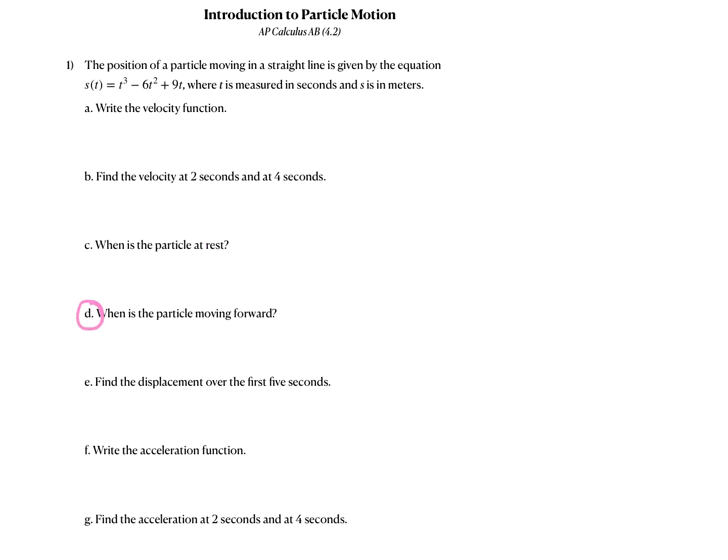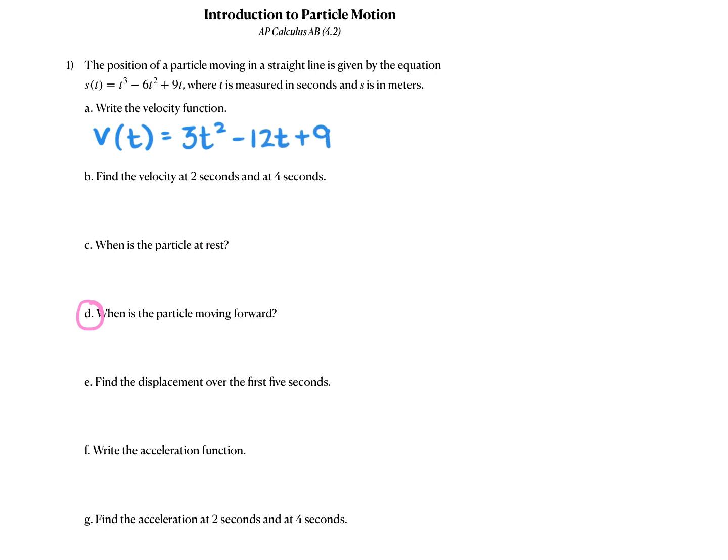So what I really want to focus on is this part D. When is the particle moving forward? However, to do that, I am going to have to do a couple of the other pieces, so I'm going to skip around a little bit before I get to part D. In order to answer that question, I do need a velocity function. So I'm going to head up here to part A and write myself a velocity function. My velocity function is just my derivative, right? So it'd be 3t squared minus 12t plus 9.